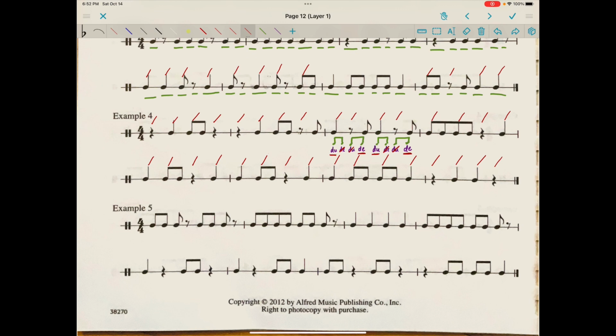1, 2, ready, go. Do, day, do, day. I'm going to tap a beat without the metronome on and speak it again. Ready, go. Do, day, do, day.